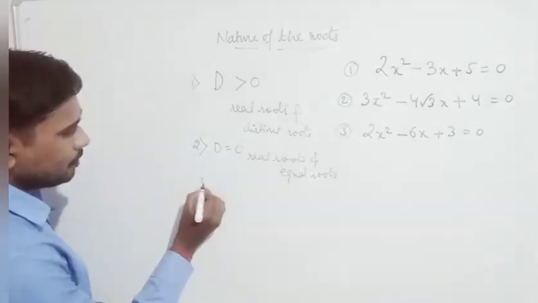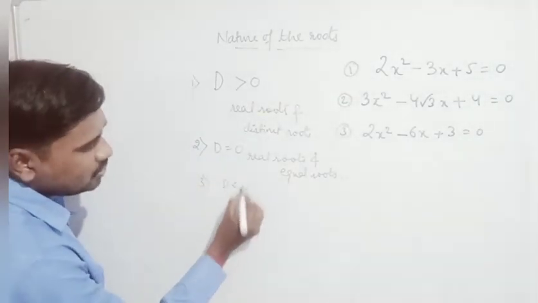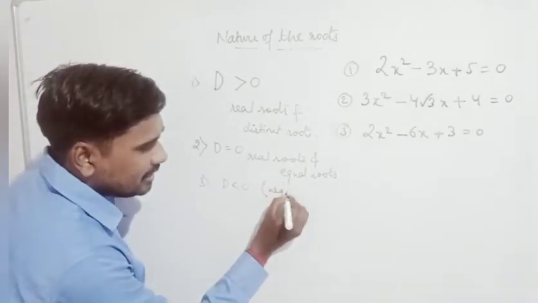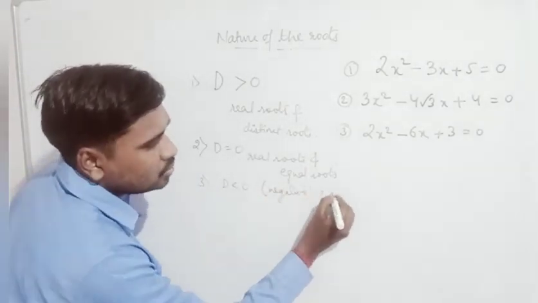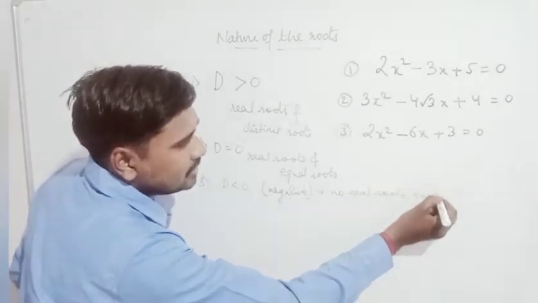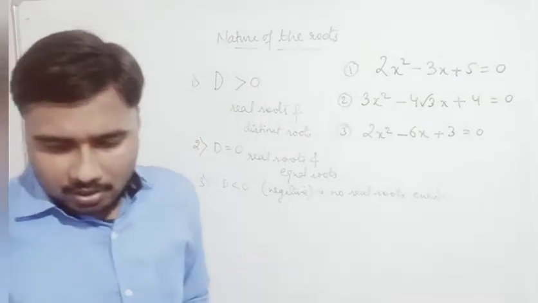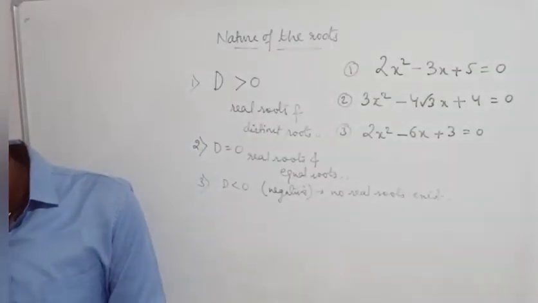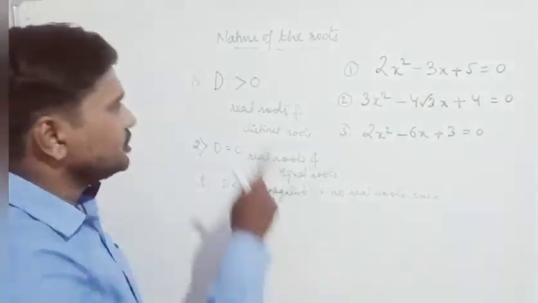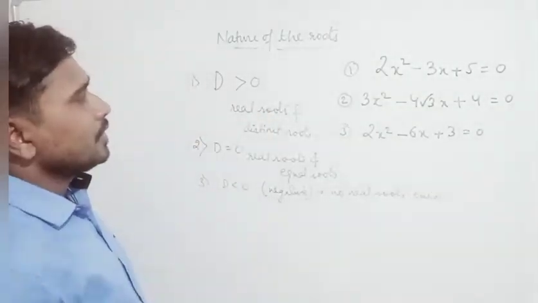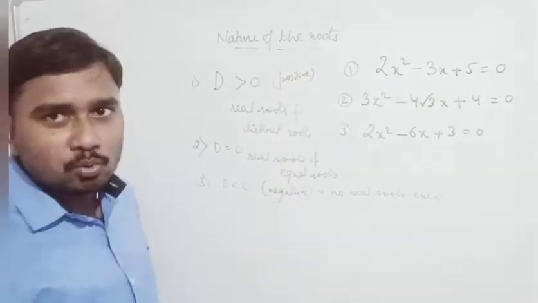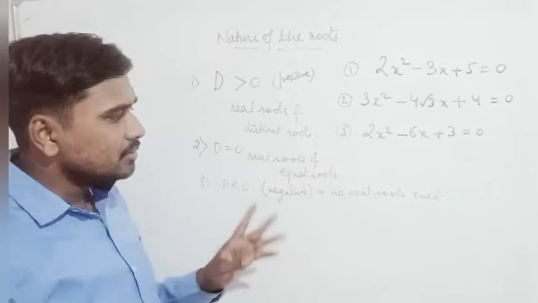And if D is less than 0, meaning negative, then no real roots exist. Okay, so that means you have to find the discriminant. If it is coming equal to 0 or greater than 0, meaning a positive number, then only we will find the roots. If it is coming positive, then the roots are real, and if it is coming negative, then no real roots exist.